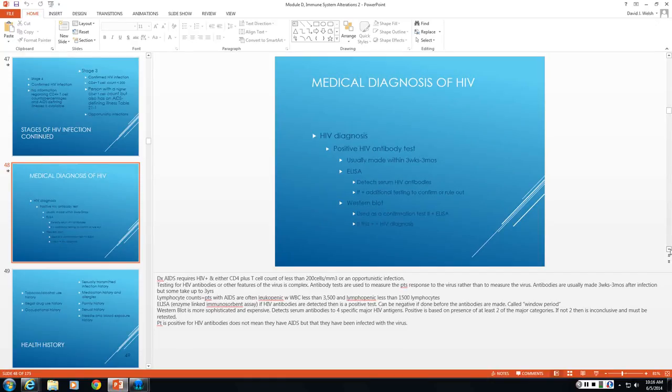So medical diagnosis of HIV, like we talked about, you're going to have a positive HIV antibody test, usually made within 3 weeks to 3 months. This can be done by ELISA test, which detects serum HIV antibodies. If these are positive, additional testing is used to confirm or rule out whether they have HIV. Now, the Western blot test is usually used as a confirmation test if the ELISA test is positive. If this Western blot test is positive, then they are given a diagnosis of HIV.